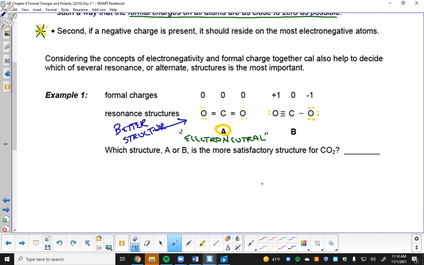If you follow all the rules that we've put in place in the past, chances are you're going to be drawing it correctly anyhow. A lot of those helpful hints and things like that are designed so you wouldn't have to do formal charges to get the right answer. But A is the more satisfactory structure based on formal charges in that case.